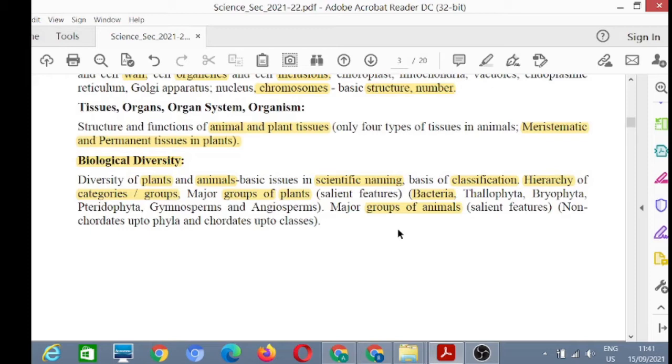Now the basis of classification: on which basis do we classify these animals and plants? Group formation, for example, hierarchy of the categories. Then groups. How can we divide these plants and animals into groups on the basis of their characteristics? So major groups of plants first. So these are major groups of plants, you can see. Likewise, there are major groups of animals.